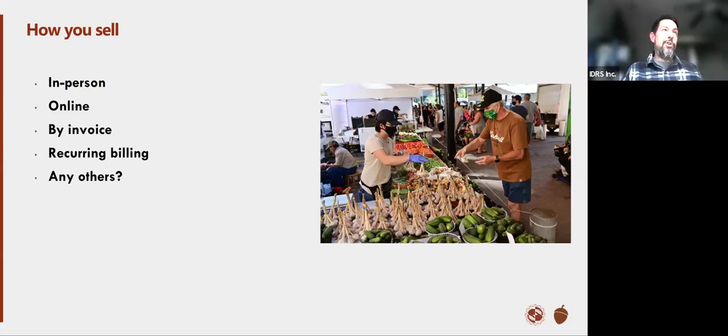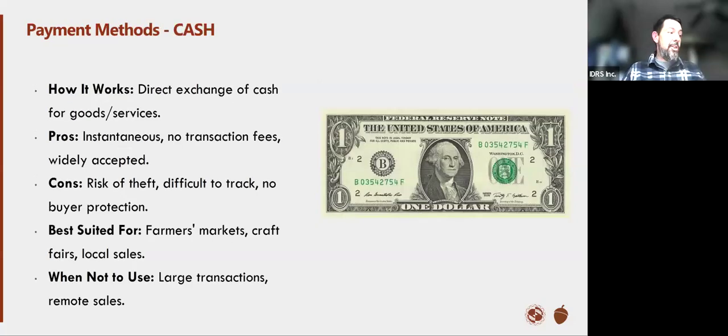So one of the first ways, I think everybody knows this, most people are probably using this, is cash. I don't think there's a whole lot to talk about here as far as how it works. I think everybody understands cash. You hand somebody the cash, they give you the goods, right? And we all know that it's instantaneous. You got the money right there. There's not a risk that you're not going to get paid. You have that money. You can immediately take that money and put it in the bank.